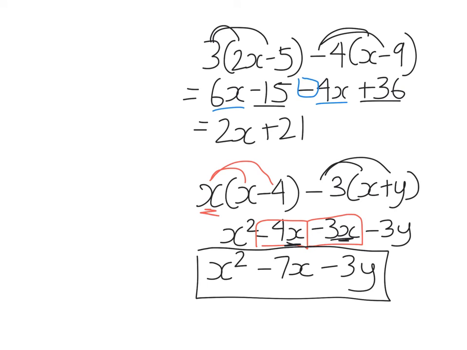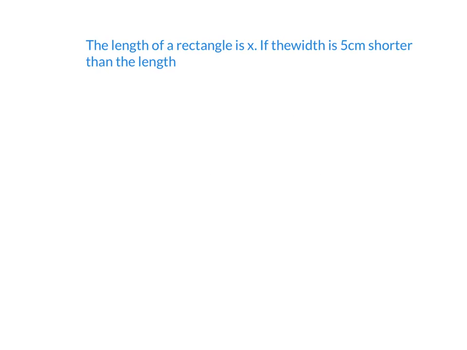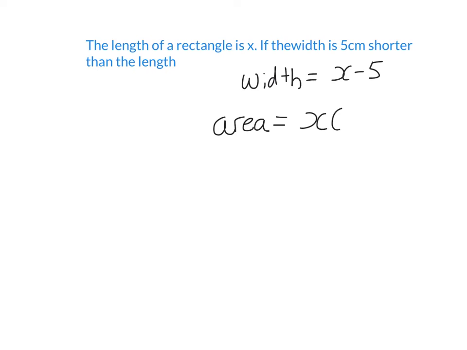All right, let's look at a more problem-solving type of question. So here we're talking about a rectangle. The length of the rectangle is x and the width is 5 centimeters shorter than the length. So if the length is x, the width of the rectangle is just x minus 5, 5 centimeters shorter than x. So that means the area of the rectangle would be length times width.